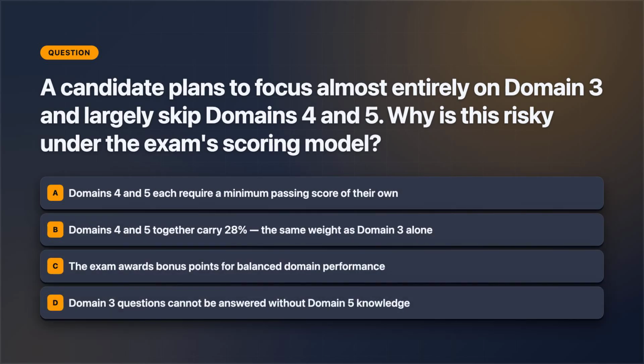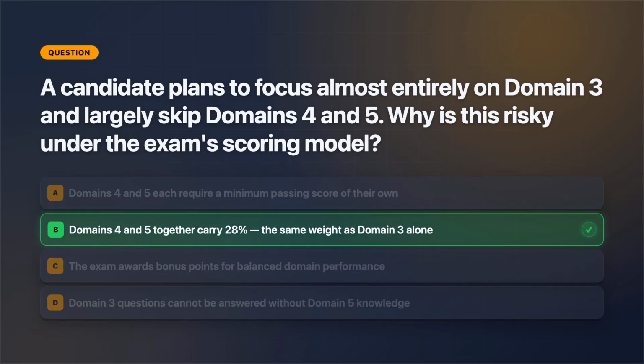Question 3. A candidate plans to focus almost entirely on Domain 3 and largely skip Domains 4 and 5. Why is this risky under the exam scoring model? Option A, Domains 4 and 5 each require a minimum passing score of their own. Option B, Domains 4 and 5 together carry 28%, the same weight as Domain 3 alone. Option C, the exam awards bonus points for balanced domain performance. Or option D, Domain 3 questions can't be answered without Domain 5 knowledge. Think about which constraint matters most here.